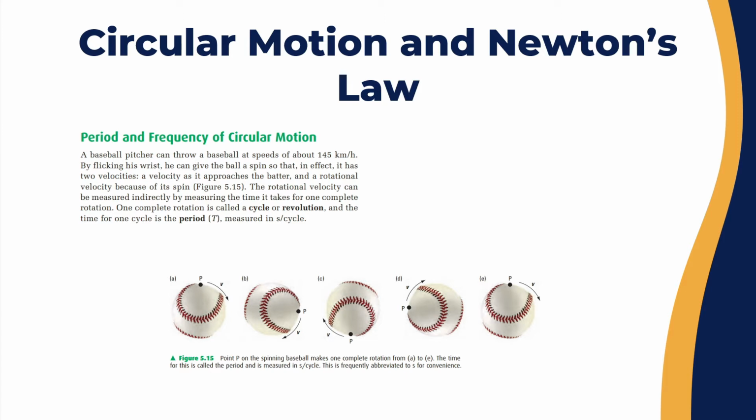So when you have a baseball player that throws a ball at a certain speed of 145 km per hour, and by moving his wrist in a certain way, this ball will be spinning as it is moving towards its target. When it spins, it has two velocities: the velocity that approaches the batter and rotational velocity because of the spin. Now, the rotational velocity can be measured by measuring the time it takes for one complete rotation. One complete rotation is called a cycle or revolution.